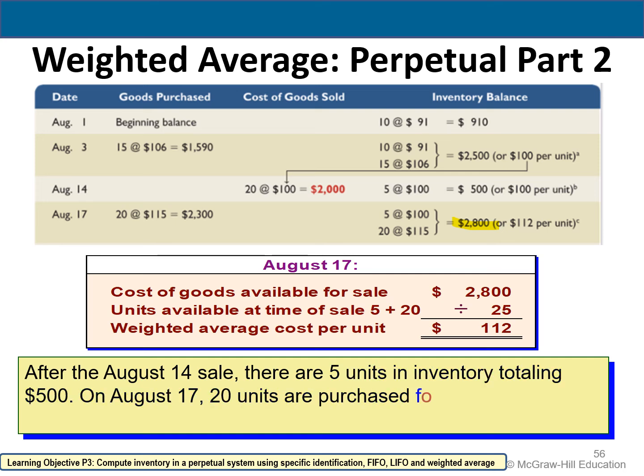So there's 5 units totaling $500. On August 17th, 20 are purchased. So 2,300 plus 500 equals 2,800, divided by 25 units equals $112 per unit.